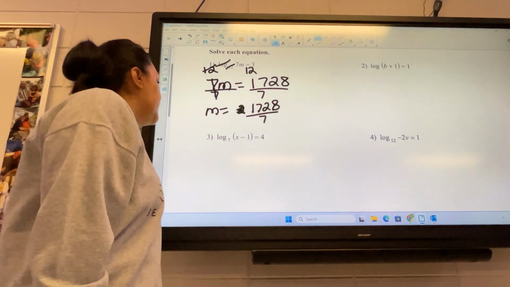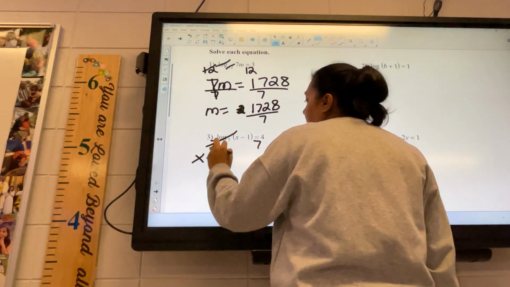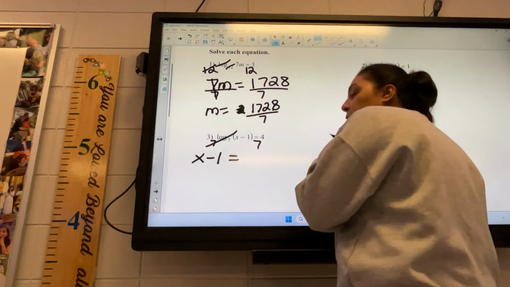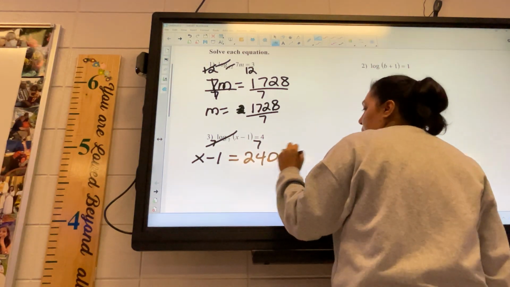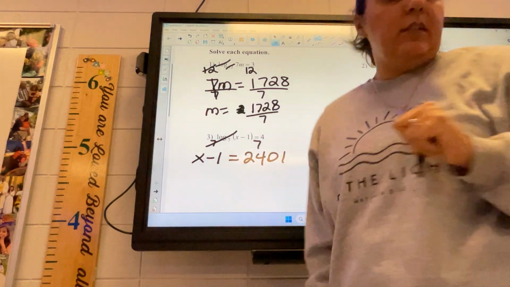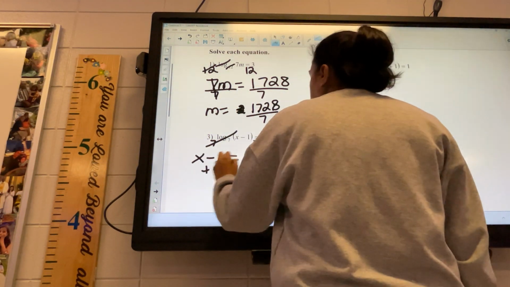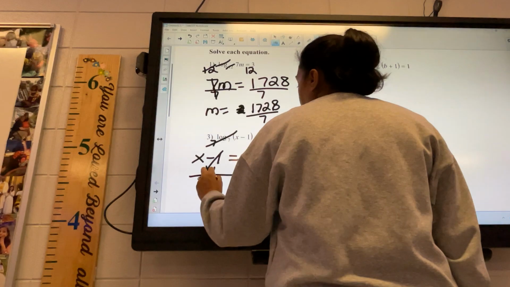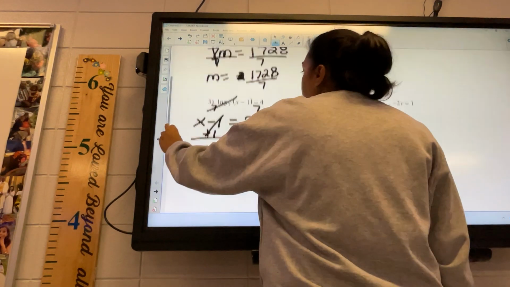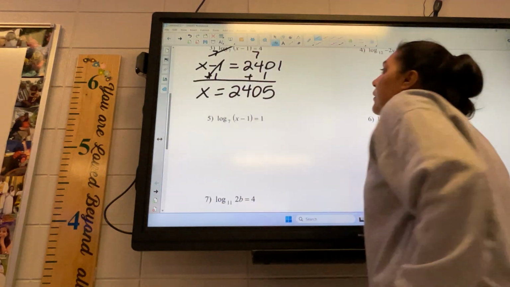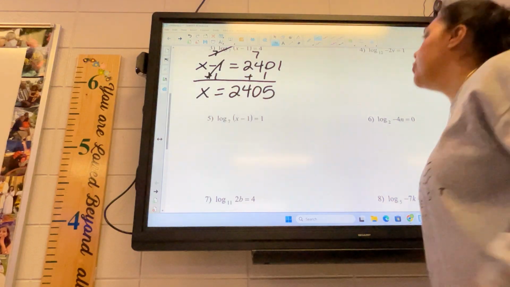Okay, look at number 3. We're going to raise both sides to the 7. So we've got x minus 1. What is 7 to the 4th power? 2401. Somebody agree? Okay, and then what needs done? Plus 1 on both sides. And so we get x equals 2402.